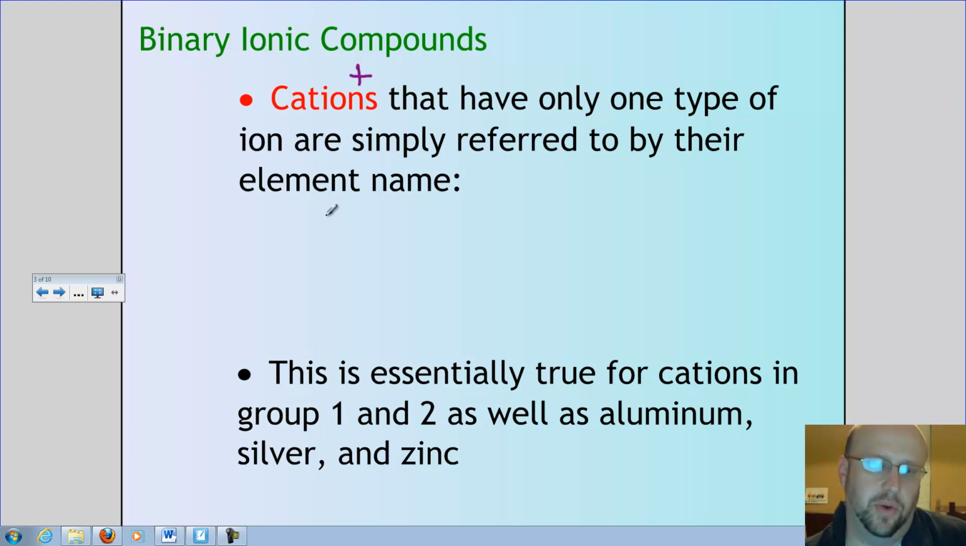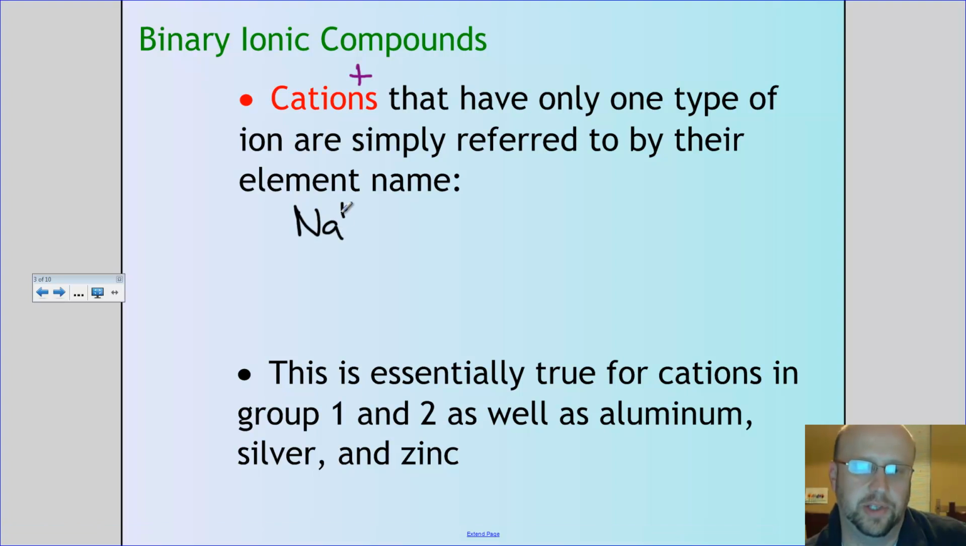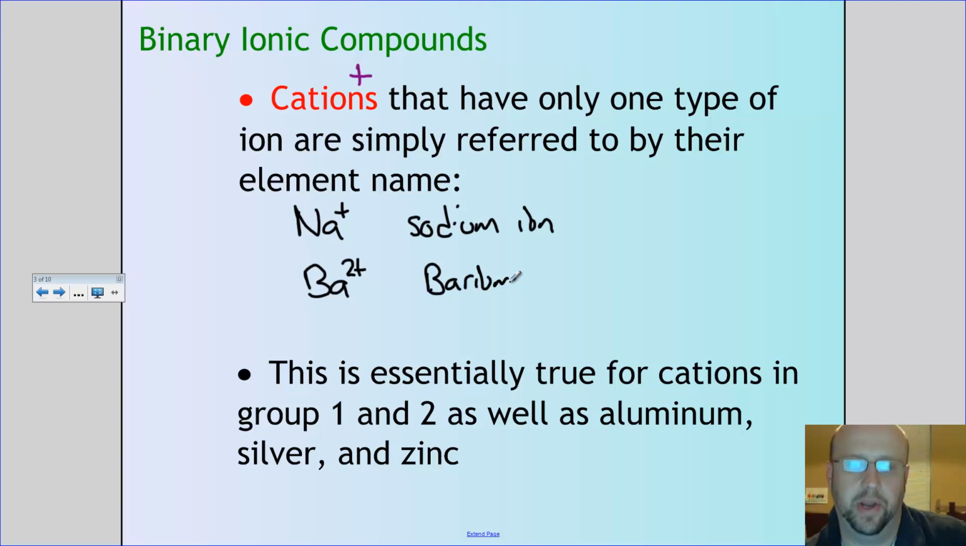And they're real easy to do. I mean, they're just referred to by whatever their element name is. So, for instance, if I have a Na plus, that is called a sodium ion. Nothing changes about the name. It's just whatever its element name is. So if we have a Ba with a 2 plus, because we look on the chart and see that it has a 2 plus, that is very simply a barium ion. So nothing too complicated about the way that we name them.